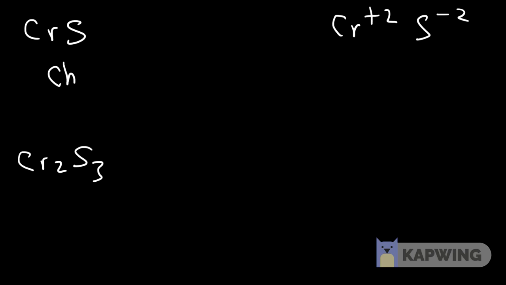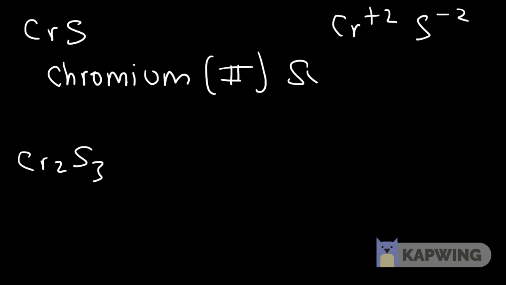Now what about CrS and Cr2S3? Go ahead and try those two examples. So let's find the charge on sulfur. Sulfur has a -2 charge, which means in this example, chromium has to have a +2 charge. So this is going to be called chromium(II) sulfide.